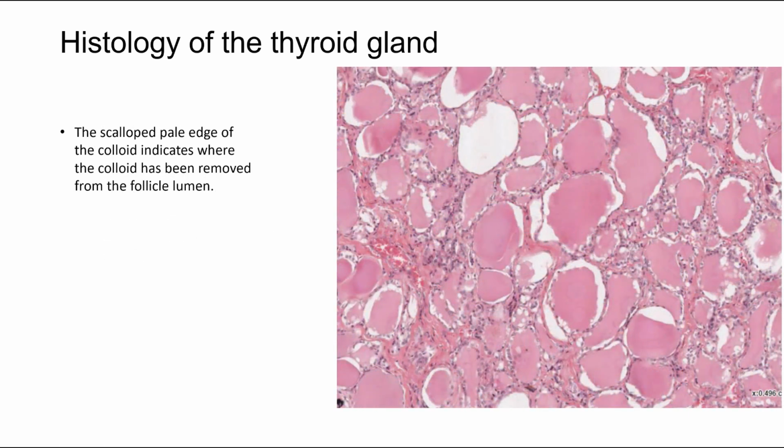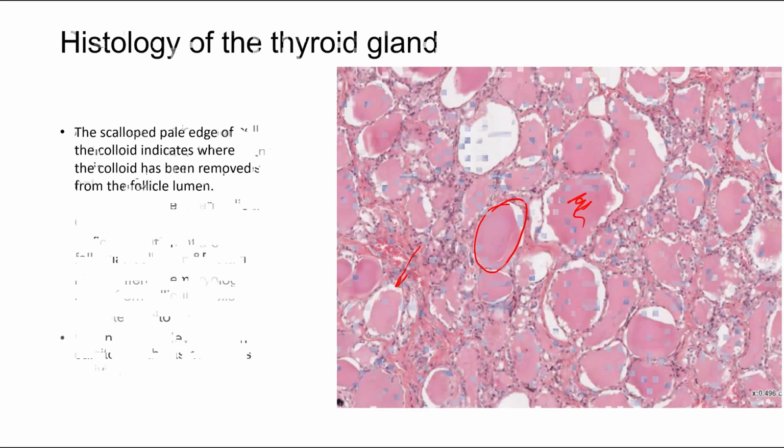This is another section with another stain. You can see the thyroid follicles, the homogeneous colloid material. And note here that some of the follicles have pale scalloped edges. This indicates an active follicle. The colloid has been removed from the lumen of the follicle and will soon be replaced.